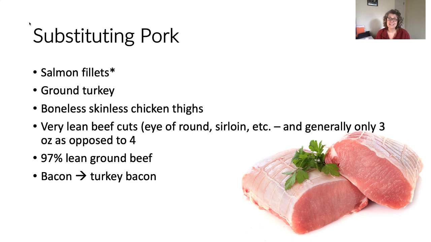You can also, again, substitute ground turkey, not turkey breast, but ground turkey, or boneless, skinless chicken thighs. Sometimes, again, you have to watch the fats. You can substitute very lean cuts of beef, like eye of round or sirloin. Generally, though, you have to have a smaller portion size because the fats are higher, except in keto. In keto, generally, it works out. But for balanced macros, typically you can only do 3.5 ounces as opposed to 4. So your portion size is a little bit smaller.